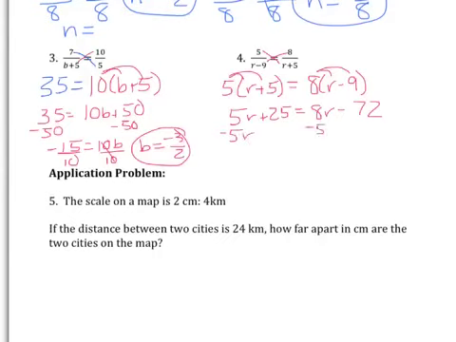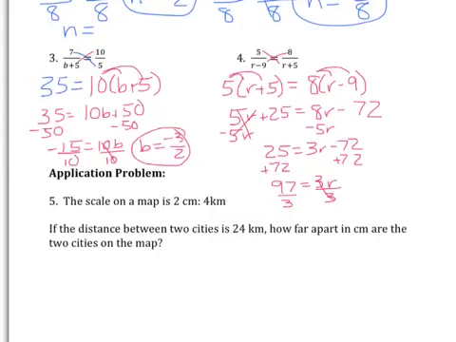So this part should be the easy part, the part that you already know. So I have 25 equals 3r minus 72. Opposite operation, so I add 72 to both sides. It gives me 97 equals 3r. Divide by 3 on both sides. And let's see, I guess that doesn't really reduce, does it? So I would have r equals 97 over 3. If you wanted to make it a decimal, that would be fine.